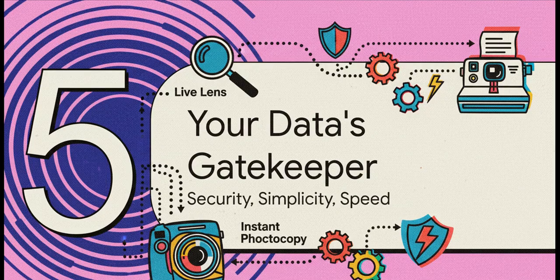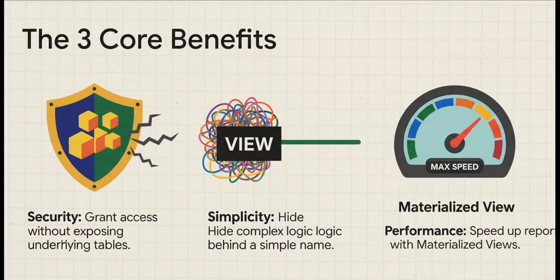So, let's just recap. We've explored the live lens and we've explored the instant photocopy. Both are types of views, and both of them act as your data's gatekeeper, helping you balance those crucial needs of security, simplicity, and speed. When you really boil it all down, it comes down to 3 huge benefits. You get rock-solid security, controlling exactly who gets to see what. You get powerful simplicity, hiding all the messy details and letting people get answers easily. And with materialized views, you get incredible performance, making even the most complex reports run in the blink of an eye.